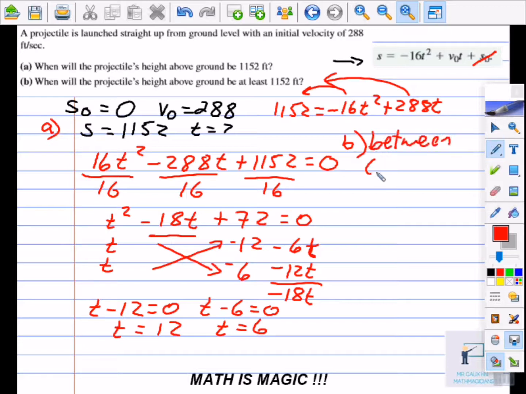Between 6 and 12, including 6 and 12. Okay, that would be for this class.